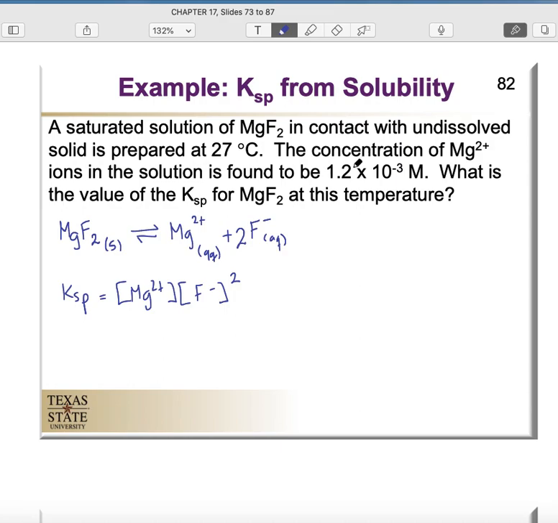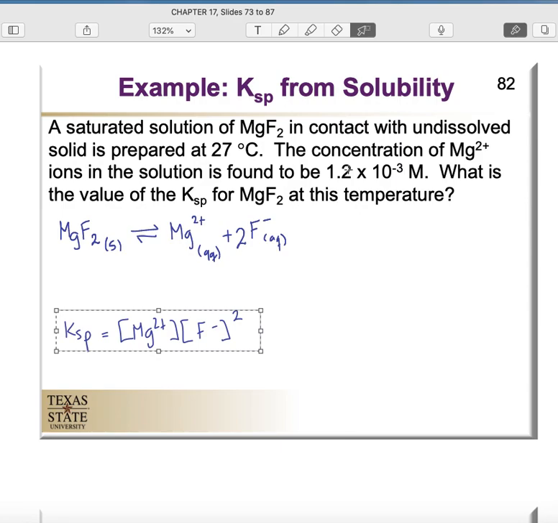All right, now we have to think about what other information we have. We were told that the concentration of the magnesium ions was equal to 1.2 times 10 to the minus 3. I want to write that here. So this is 1.2 times 10 to the minus 3 molar. We don't have any more information, but we need to find KSP. And to find KSP, we need not just the concentration of the magnesium ion, but also the concentration of the fluoride ions. So this is where we need to think about this a little bit more.